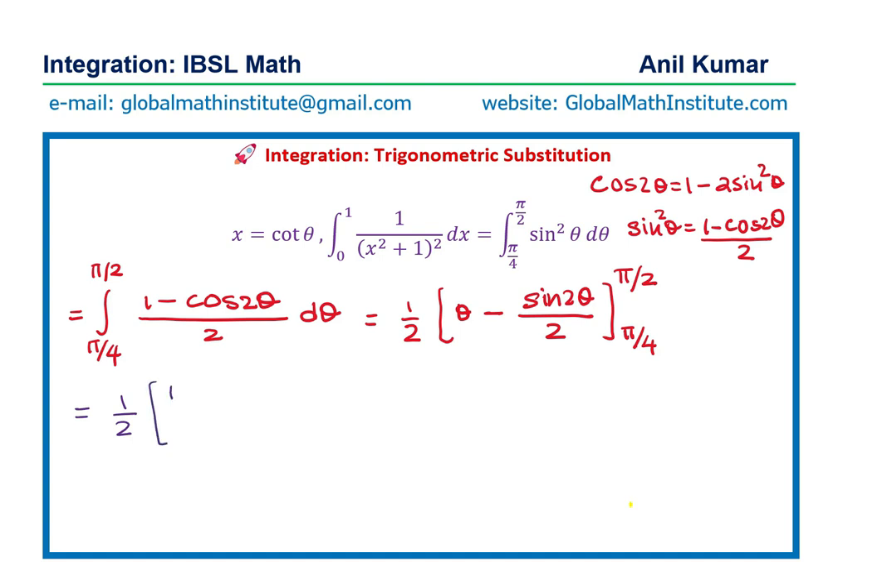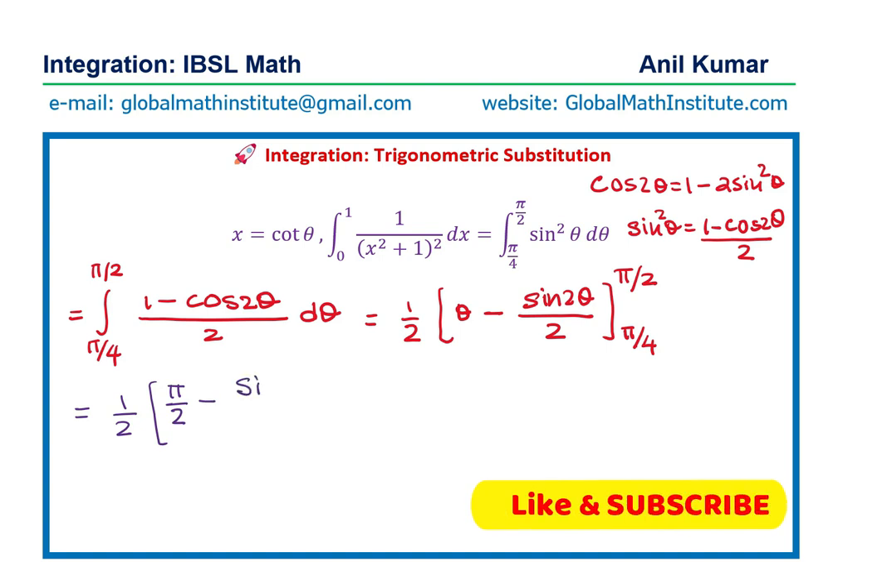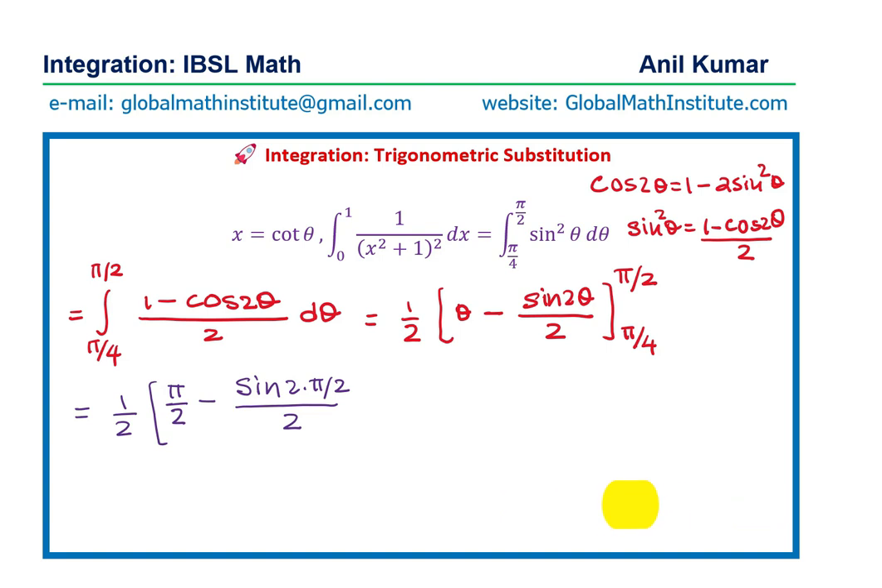So for pi by 2, we have pi by 2 minus sine of 2 times pi by 2, over 2. So that is the first part, minus, let me write within bracket, pi by 4 minus sine of 2 times pi by 4, over 2. Correct. And that gives you half times.